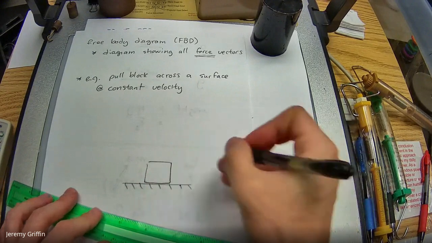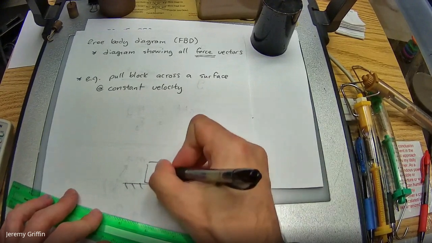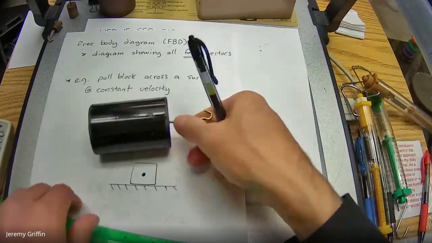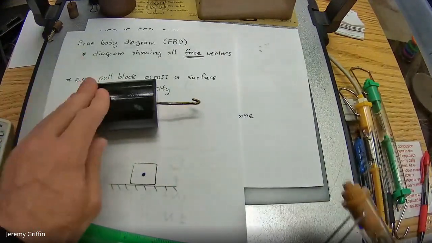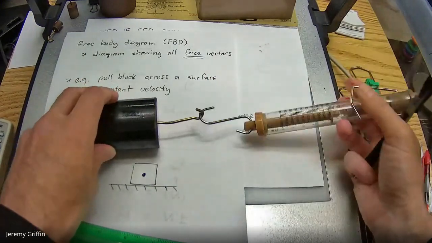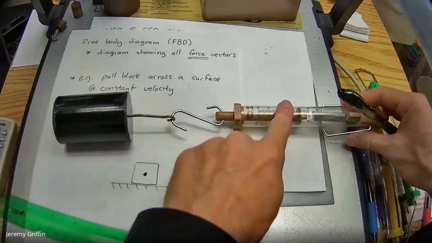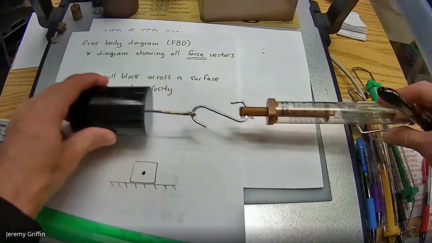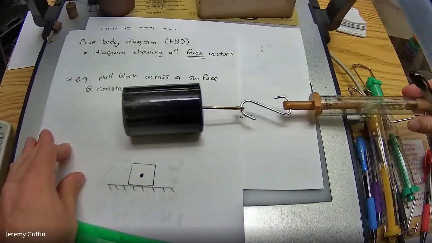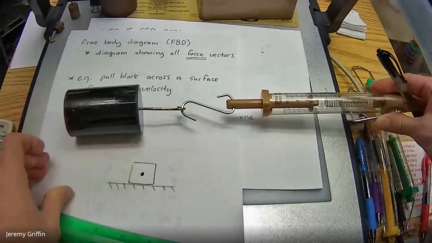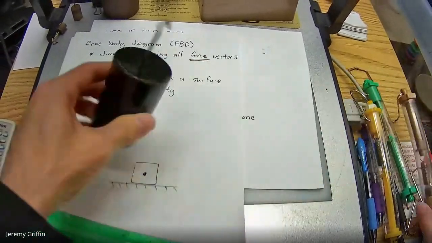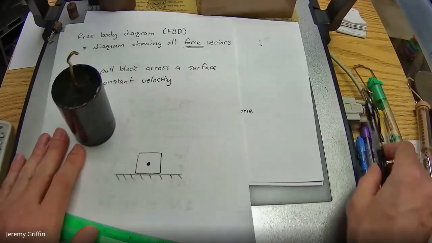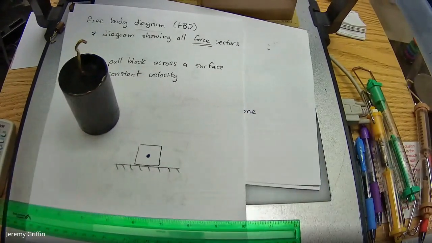There's a block on a surface. Draw a center of mass dot right there, like that. I'll actually demonstrate this in front of you. Here's my block. Here's what I'm using to pull it with, and since it's a spring scale, I can even measure in newtons what the pulling force is. So pull this across, just like that. So what's the free body diagram for that situation? Well, let's think about all the forces on this block at the moment. I bet this block has a weight.